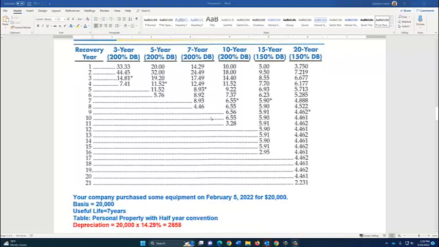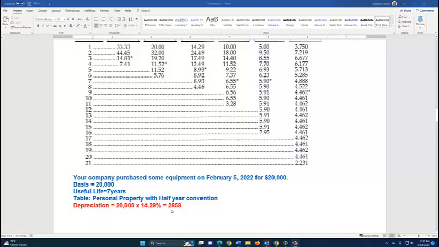So let's look at this example. If your company purchased some equipment on February 5th, 2022 for $20,000, the year one depreciation would be $20,000, which is the basis. Equipment is a 7-year item. We're depreciating it for year one, so I'm going to multiply my basis of 20,000 times the 14.29%. So the depreciation for year one is $28.58.